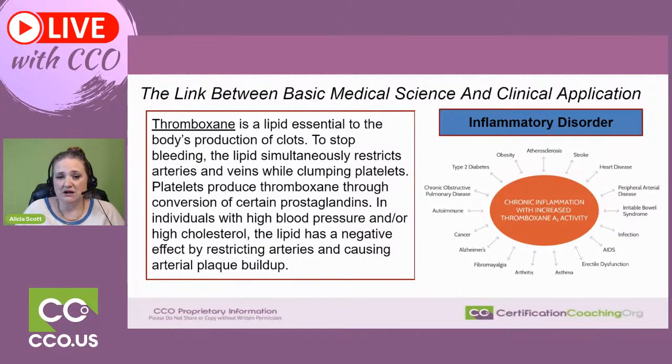Now, don't worry if that's not the proper way to pronounce it. That's the way I'm going to pronounce it. So this is essential, and what it does is it allows the body to clot. It affects the clotting factor of the blood. So when you need to stop the bleeding, this thromboxane is stimulated, and it restricts the arteries and the veins while clumping all those little platelets together.